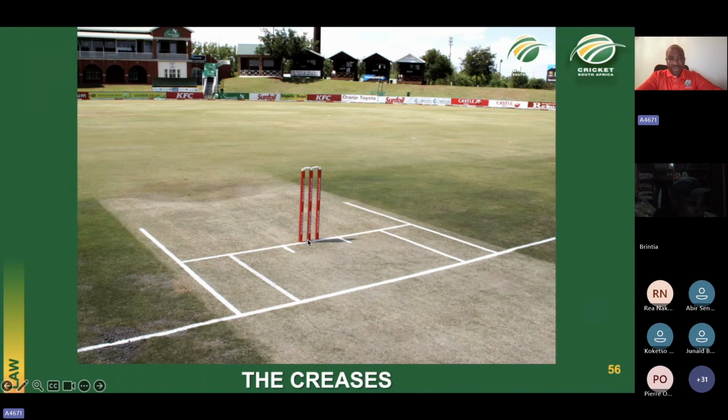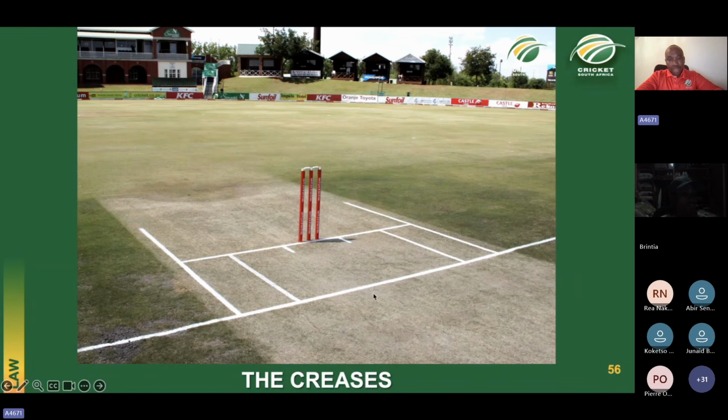Why the back edge of the bowling crease? You will see if you look closely that these stumps are pitched on the back edge of the line. They're not pitched in the middle of the bowling crease line. They're pitched on the back edge of the bowling crease. So remember what I said, our measurements are always from the edge of the line that's closest to the stumps. The edge of the bowling crease line that's closest to the stumps is the back edge.